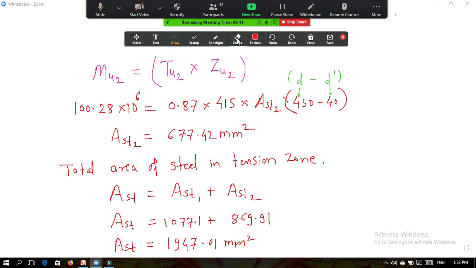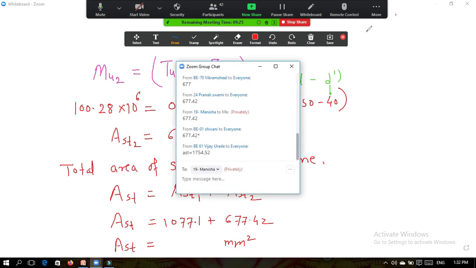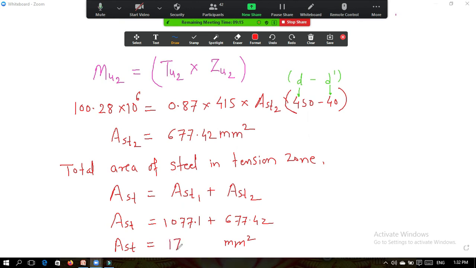So this answer will change, this answer also changes. So I will write over here 677.42. Now do the addition and let me know the total AST. Total AST is 1754.52. Correct, 1754.52 is the total AST. Now assume 25 mm bar diameter and calculate the number of bars.